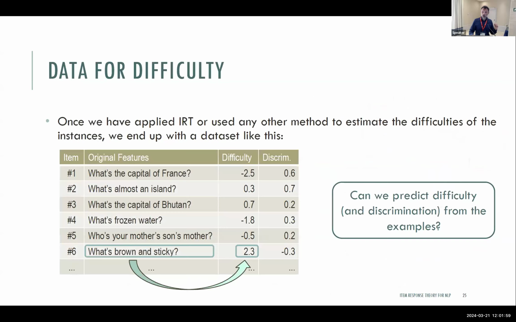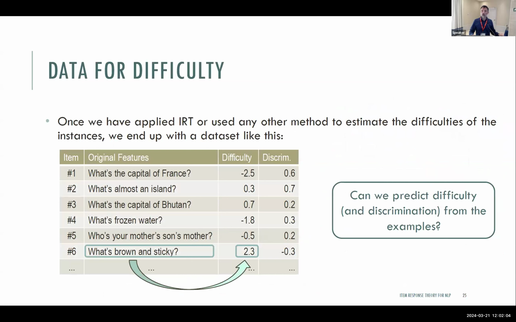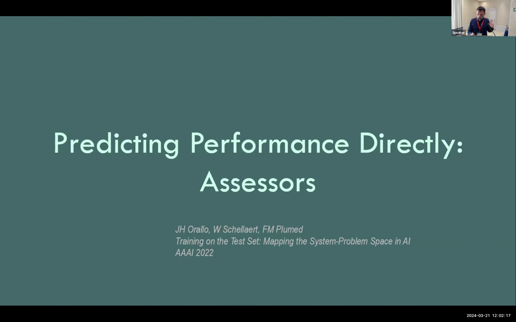So with this you have the best of both worlds. You can use IRT first. Once you have the difficulties, you build a model of difficulty and you can apply that to new instances. So that gives you IRT in the first place and then predictability in the second place. I'm going to skip this.